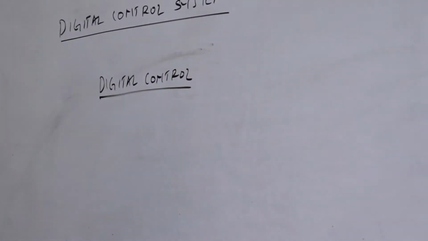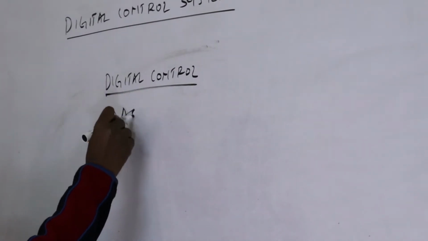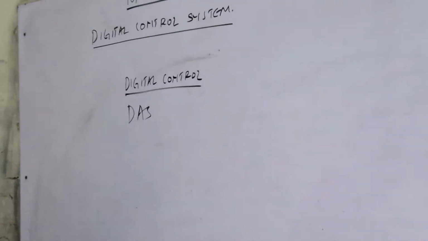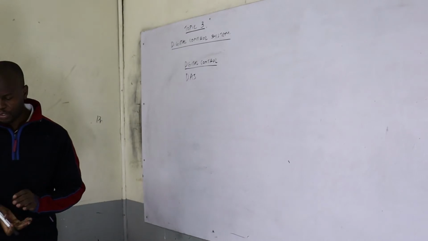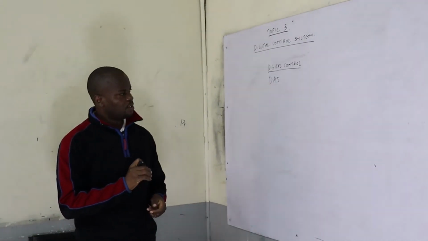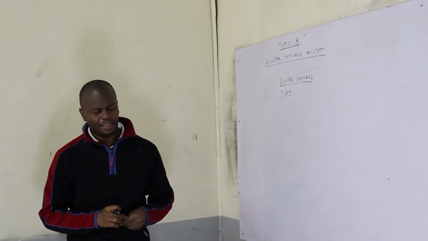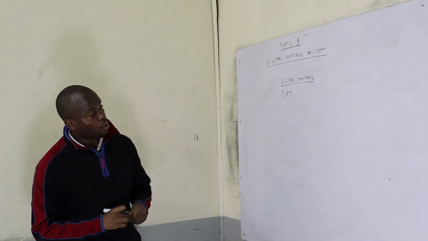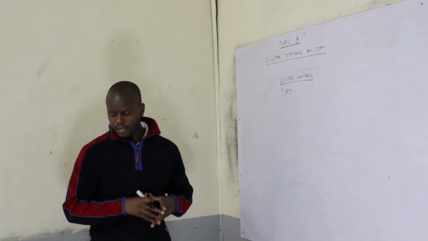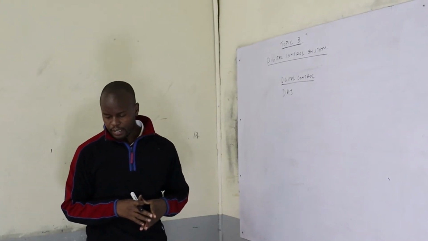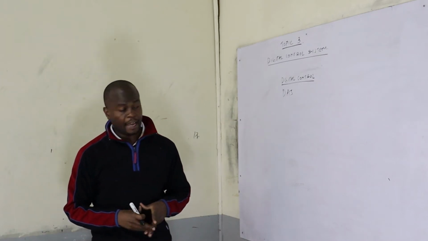When we talk about digital control, we are majorly talking about the data acquisition system, the DAS, also usually referred to as the data logging system. This is a system that scans a number of input signals, usually in the form of voltages or currents. The data logger sequentially records the information in digital form.